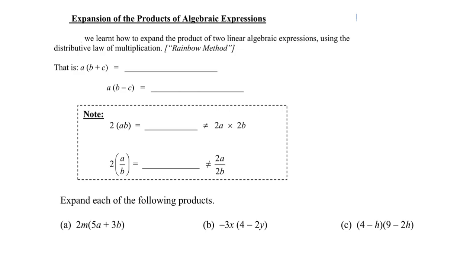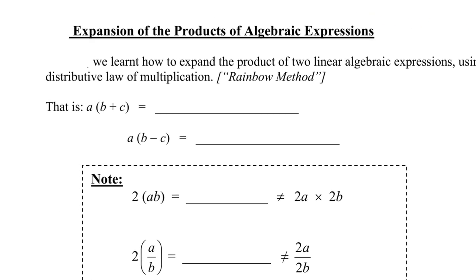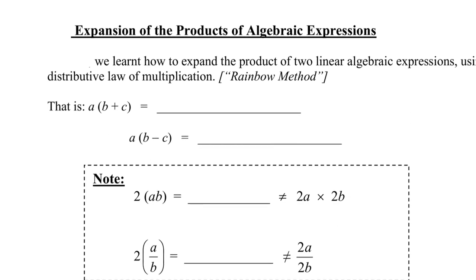Hello everyone. Previously we have learned how to expand the product of two linear algebraic expressions using what we call the distributive law of multiplication. Sometimes you may refer to it as the rainbow method. That is, so I'm going to zoom in now, a times bracket b plus c, right?